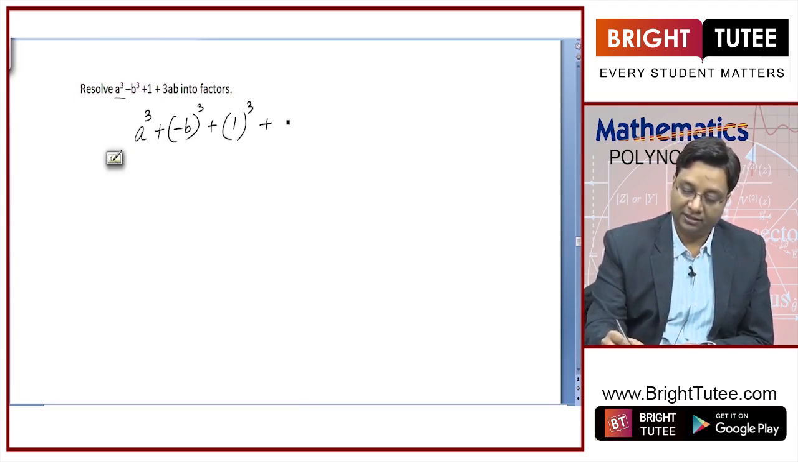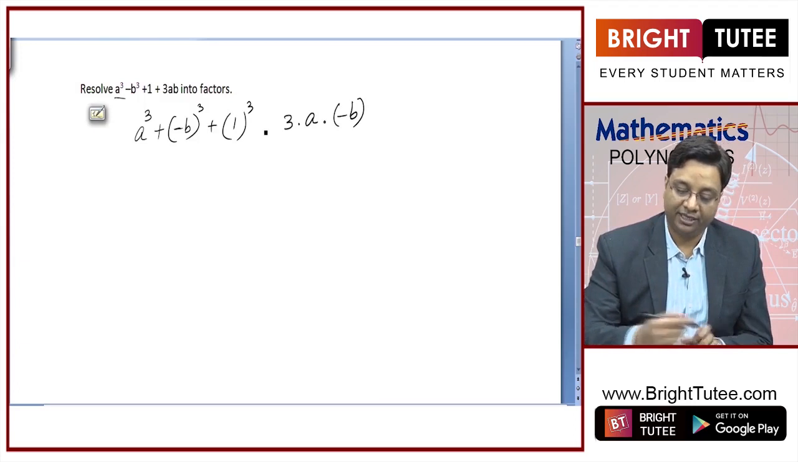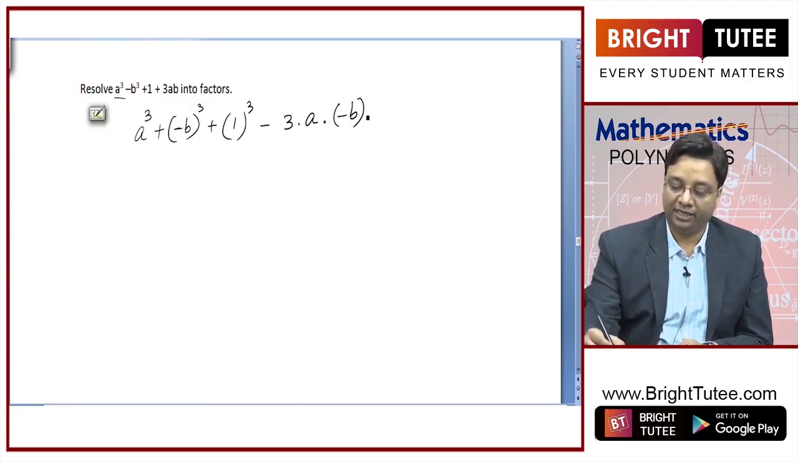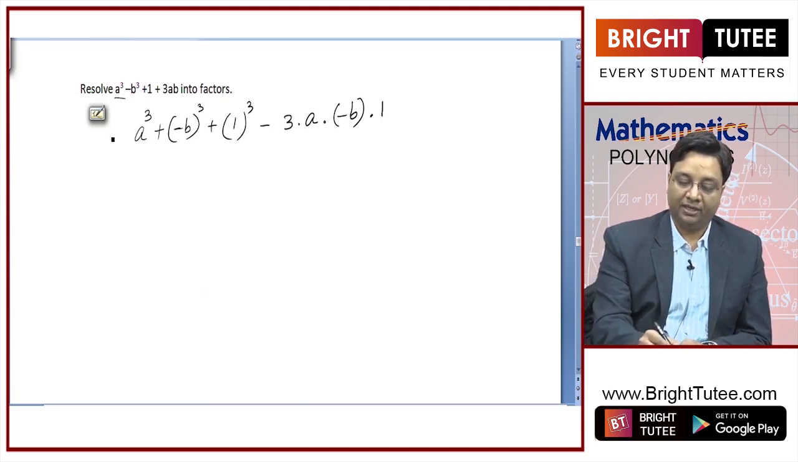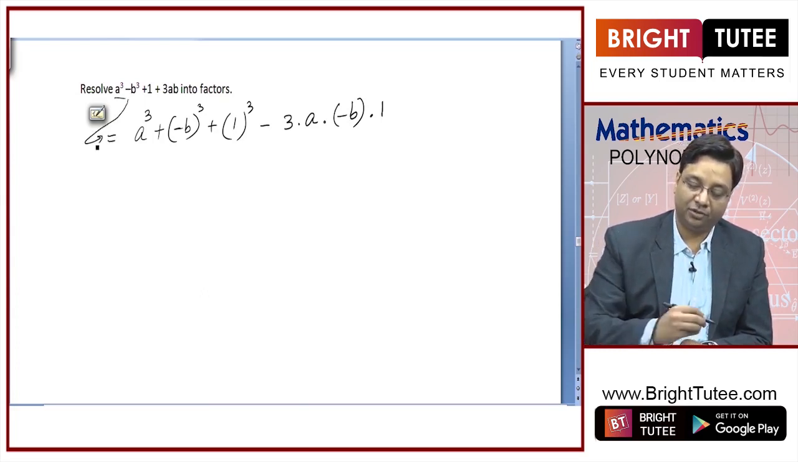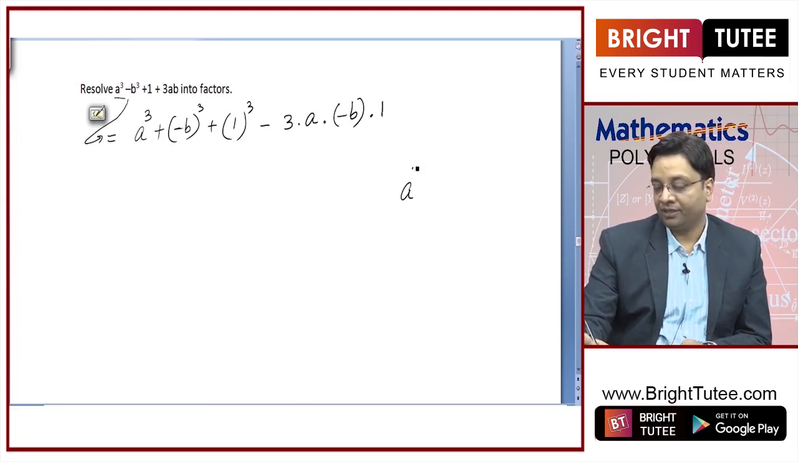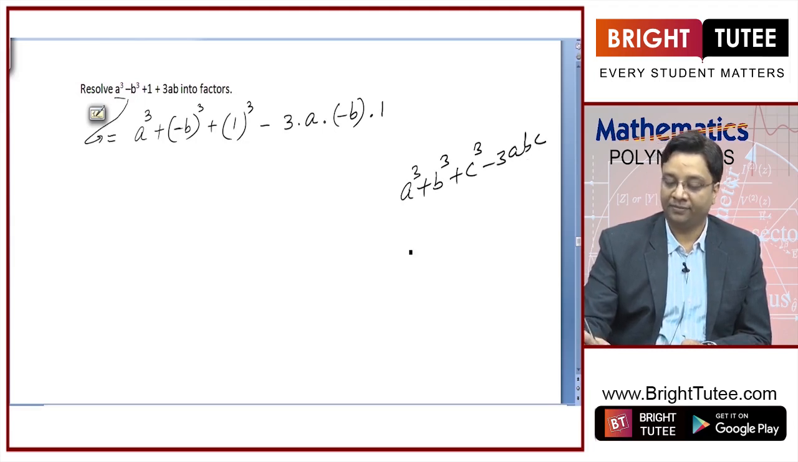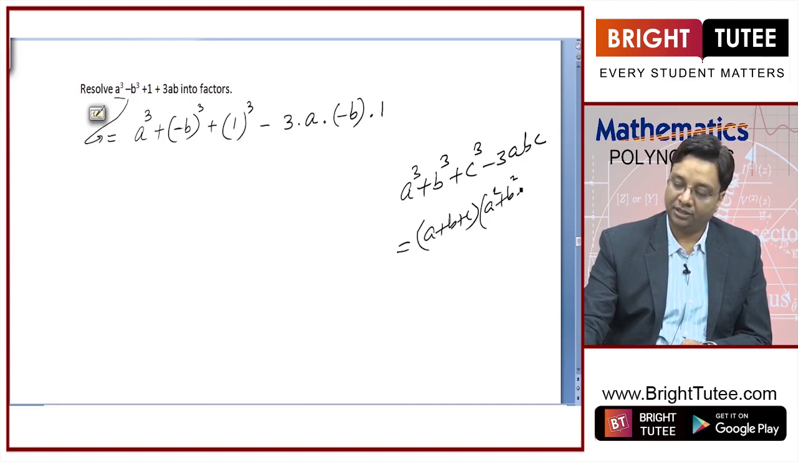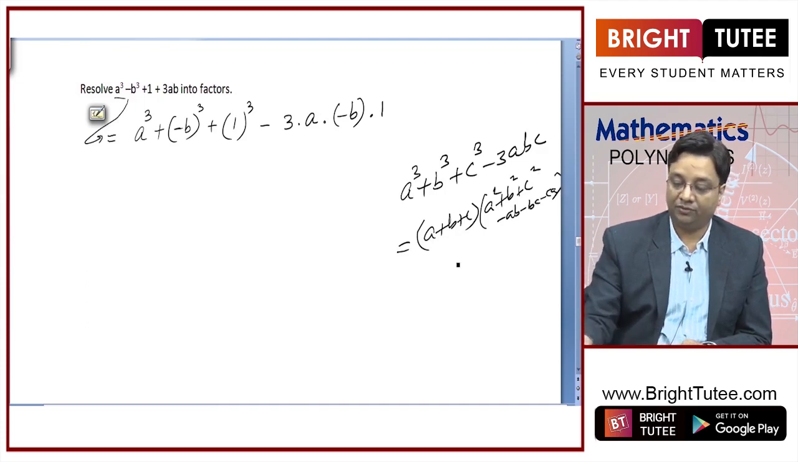Plus 3 into a into, if I need to write minus b here, then this sign will become negative, right? So let us make it negative here. Minus 3 into a into negative b into 1. Now you can see that I have written this expression in this format because I wanted to make use of this formula: a cube plus b cube plus c cube minus 3abc is equal to a plus b plus c into a square plus b square plus c square minus ab minus bc minus ca, right? So let us use this formula here.